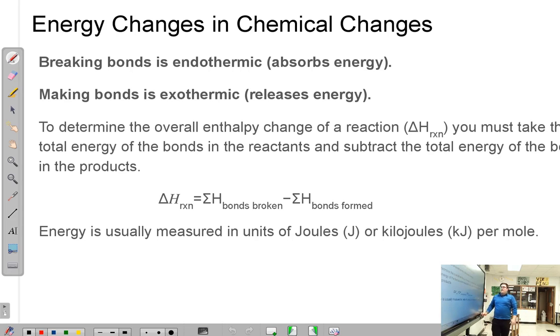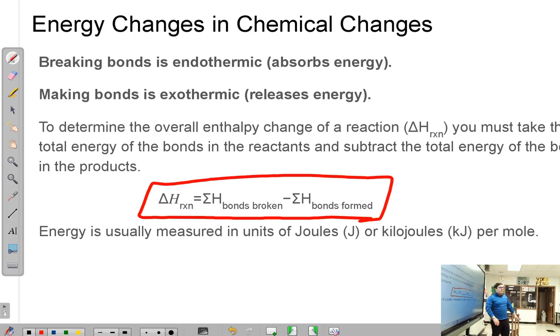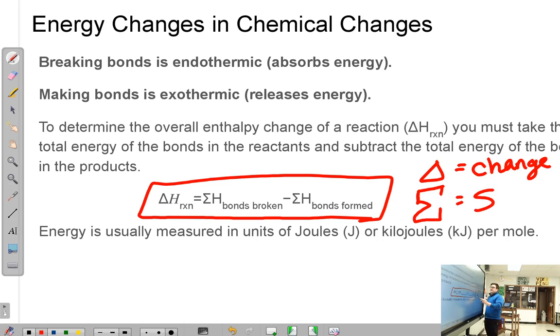This is probably the most important part of what we're doing for the whole week. So, delta H. What does delta mean? It means the change. And then you have this other Greek symbol. Have you ever seen that symbol in math class? Maybe you have, maybe you haven't. It just means the sum of, or total.